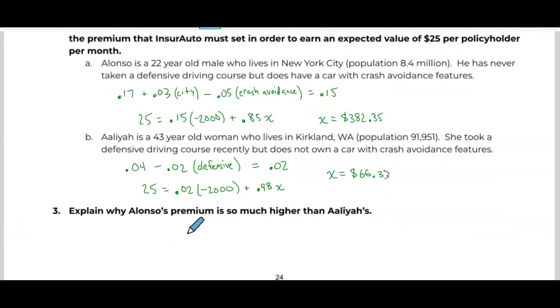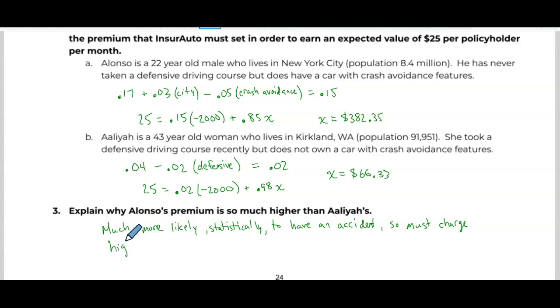So, explain why Alonzo's premium is so much higher than Aaliyah's. We've already been talking about that, right? He is much more likely, statistically speaking, to have an accident. So, we must charge a higher premium to reach the desired expected value.